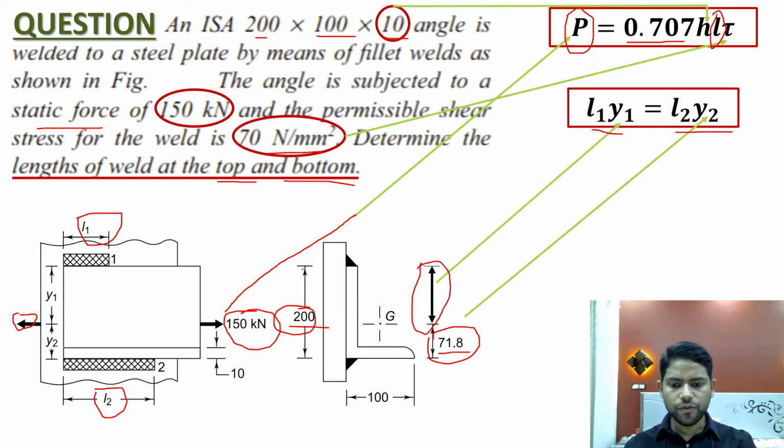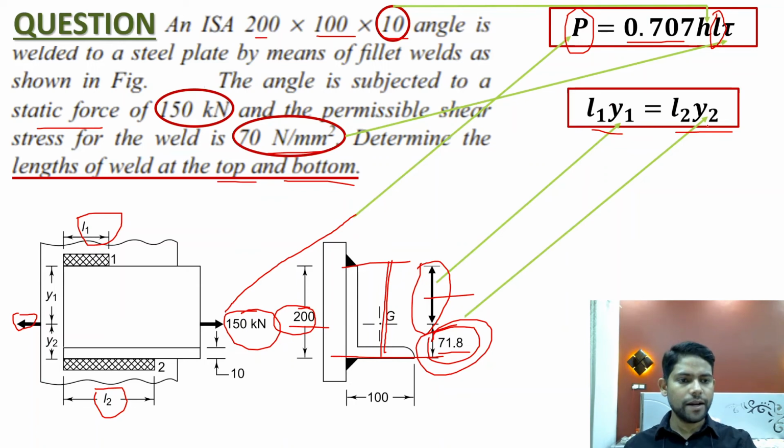So you have to find the value of Y1 by subtracting the value of Y2 from the total length. And mind it, this total length is not the total length of the weld. This is basically the vertical distance from here till here. So your Y1 is the distance of weld 1 from the center of gravity, that is this distance, which is basically equal to this total distance minus your Y2.